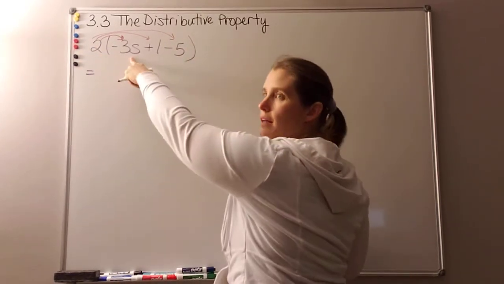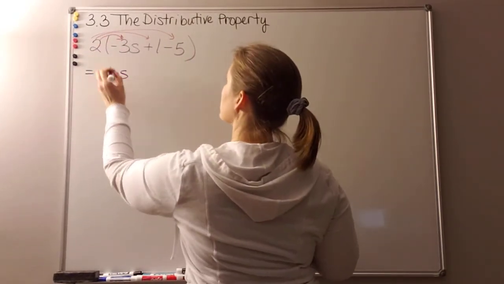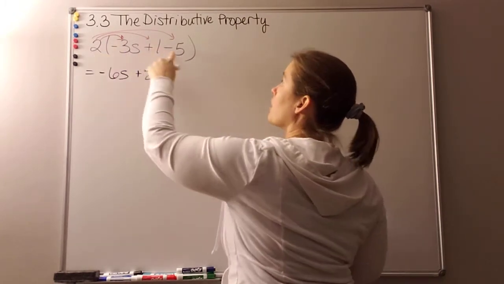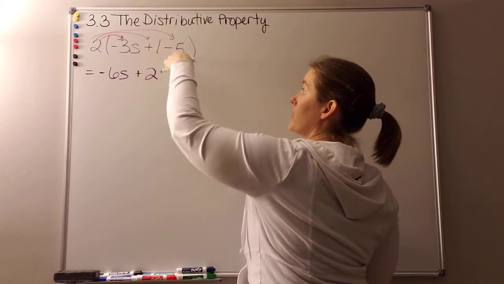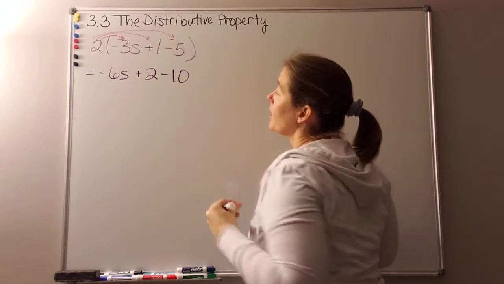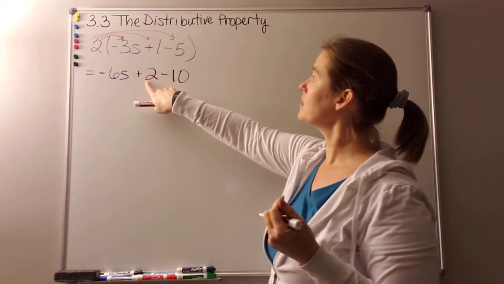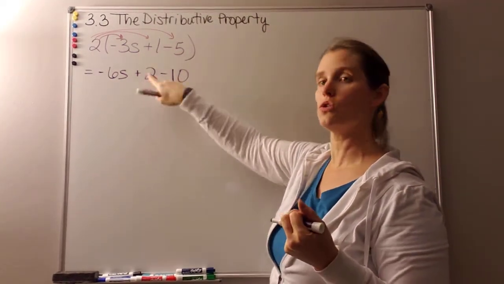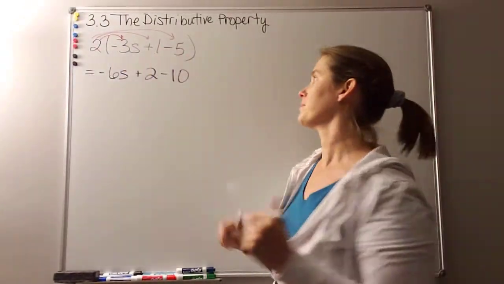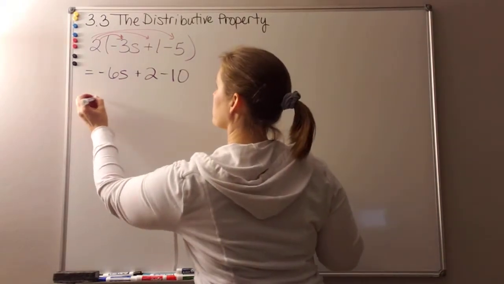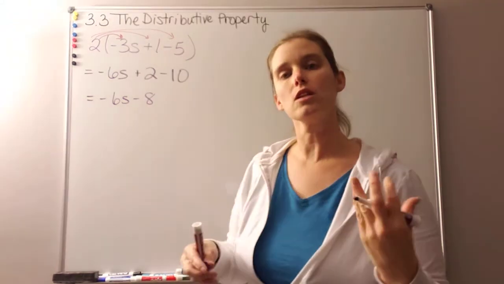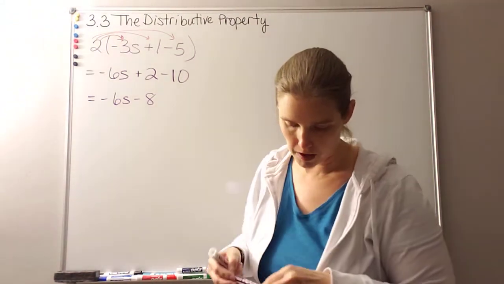2 times negative 3s, negative 6s. 2 times 1 is 2, since it's a positive answer, we write plus. 2 times negative 5, because it's a minus 5, it's negative, so we get still a negative 10. Okay, now we got to combine our like terms. Positive 2 minus 10. So positive 2, take away 10. We're going 10 left on the number line, which puts us at negative 8, right? So we got negative 6s minus 8. All right, so that's our little refresher on the distributive property.